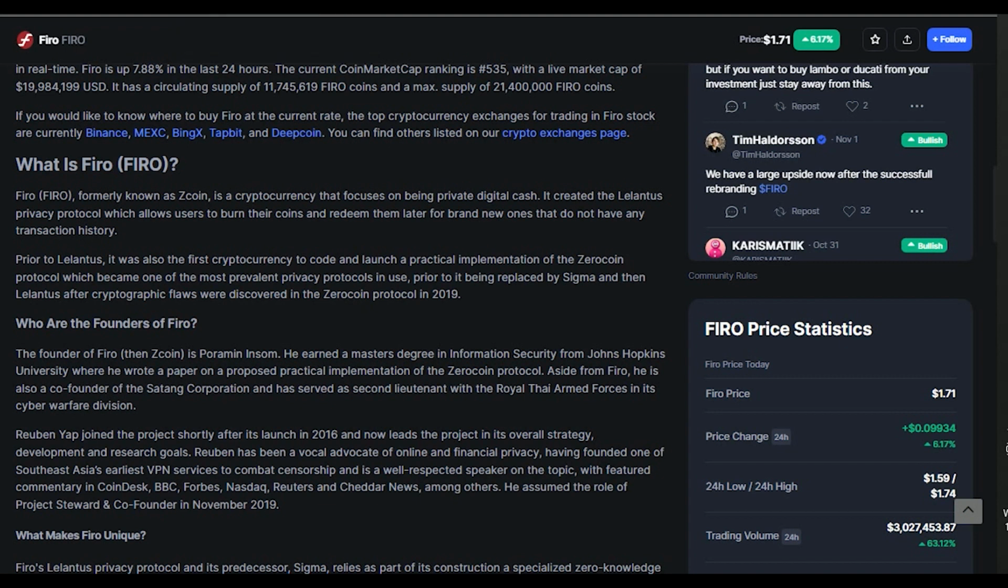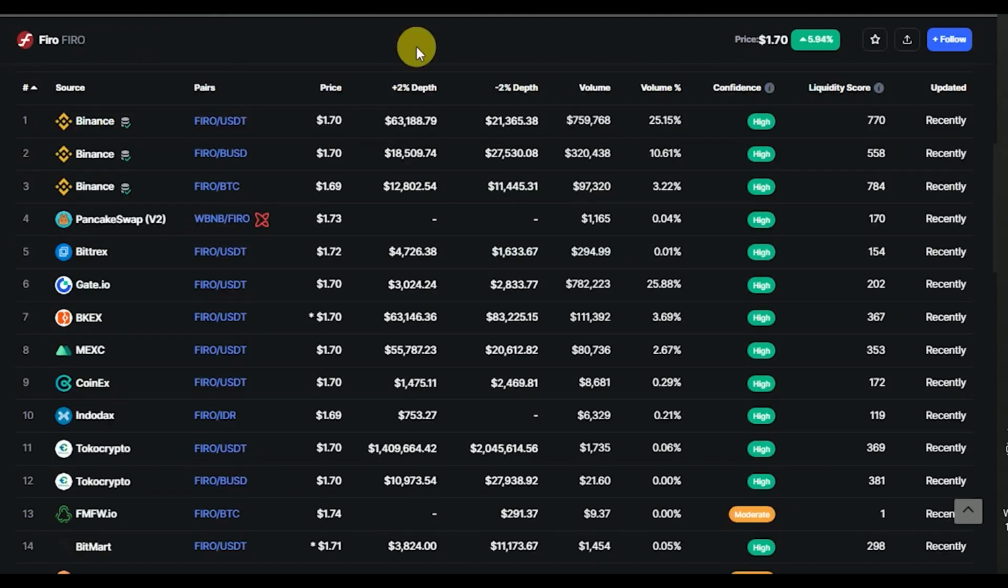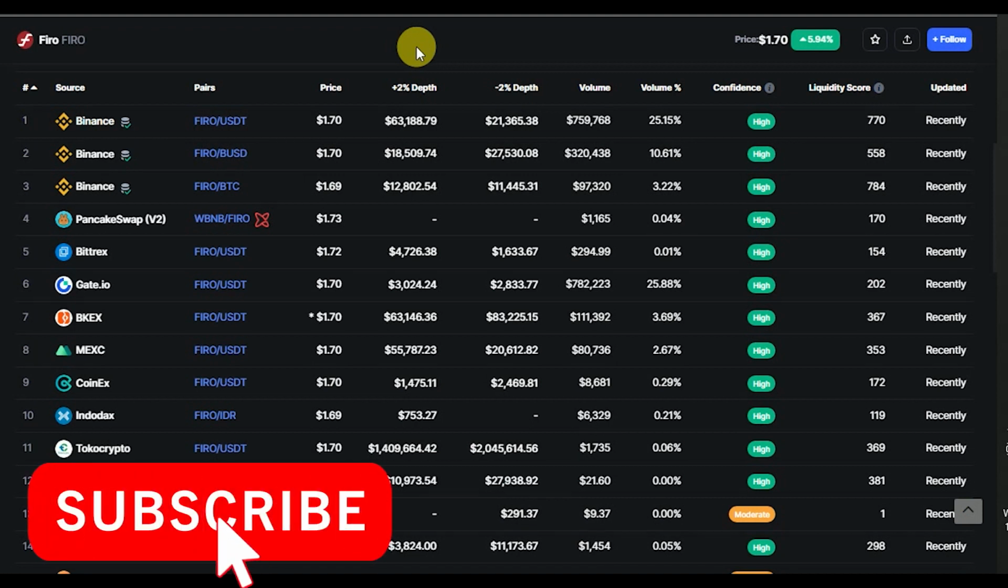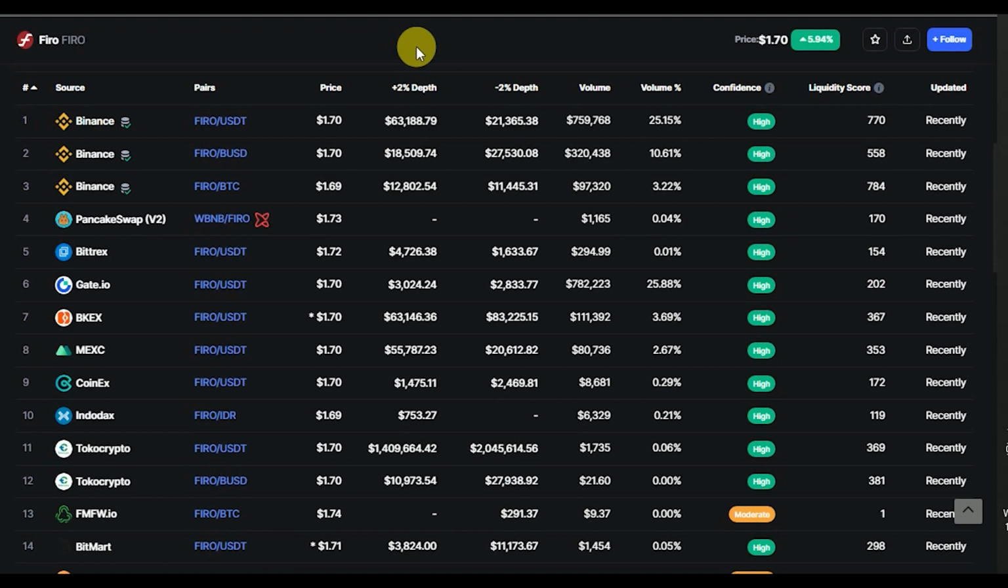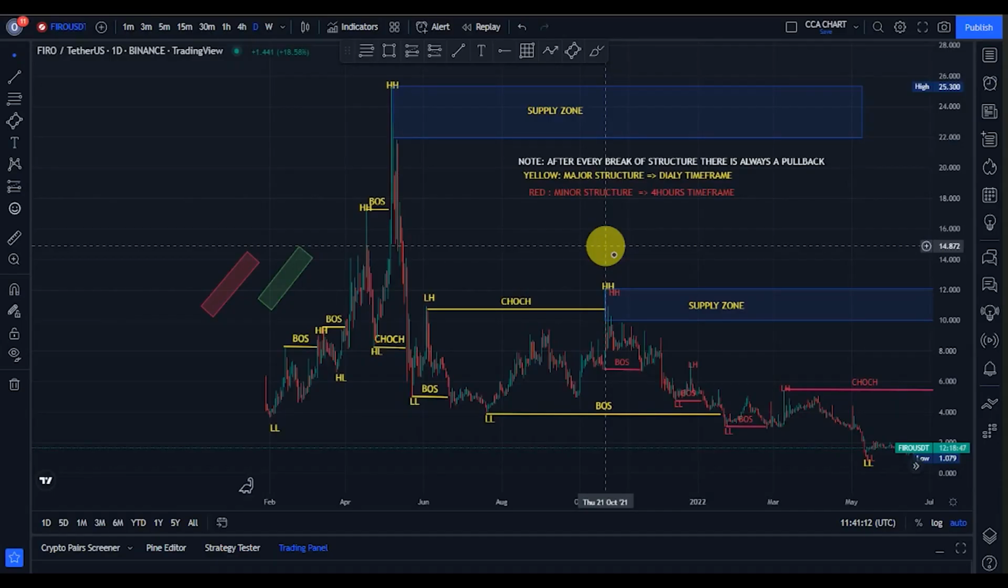So guys, if you want to get the Firo token, you can get it on Binance, PancakeSwap, Bittrex, Gate.io, BKS, Coinbase Exchange, Indodax, Tokocrypto, and any other exchange where you get your favorite altcoin.